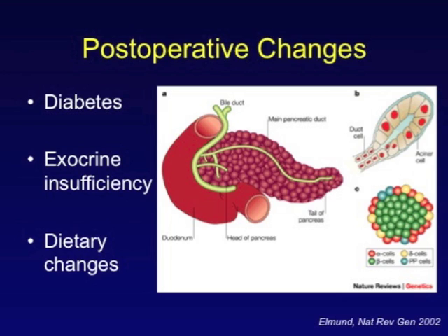Finally, there are dietary changes that come about, again, both because of the altered pancreatic anatomy and altered small intestinal anatomy.